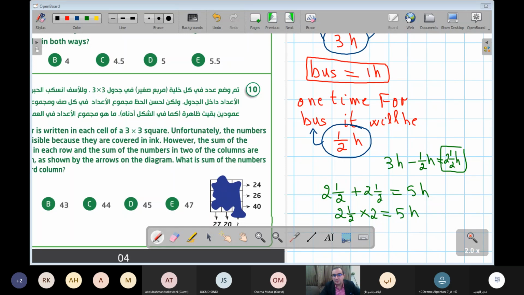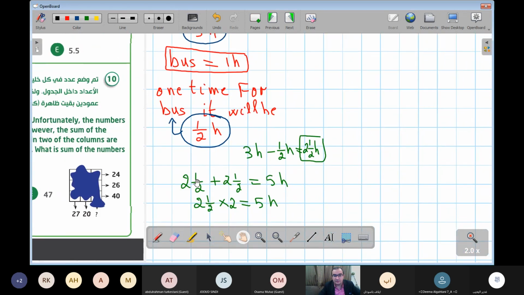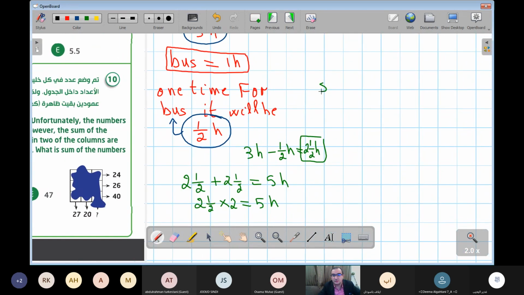Yeah, I will repeat another time. If we have, this is the school, for example, and this is the home. For two-way, this is with bus, and this is walking. Okay, it took 3 hours.